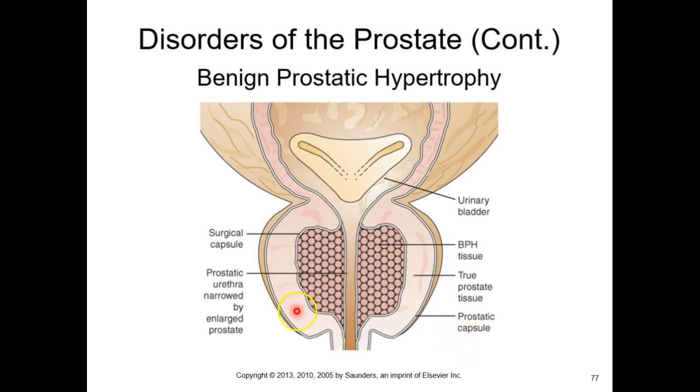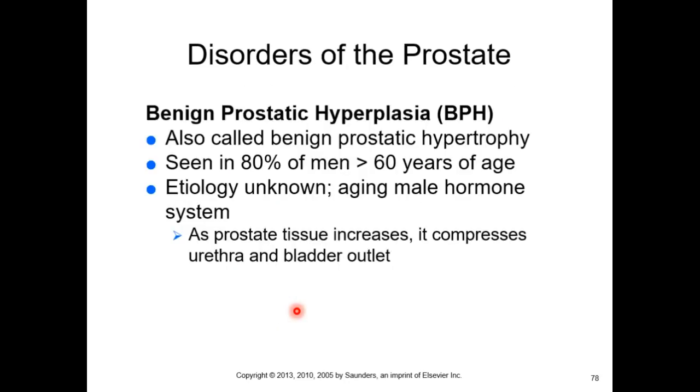So men are going to develop benign prostatic hypertrophy. And when I say men are going to develop benign prostatic hypertrophy, I mean 80% of men over the age of 60. Another way to phrase that is if a male gets old enough, he's going to develop BPH. It's just unbelievably common.